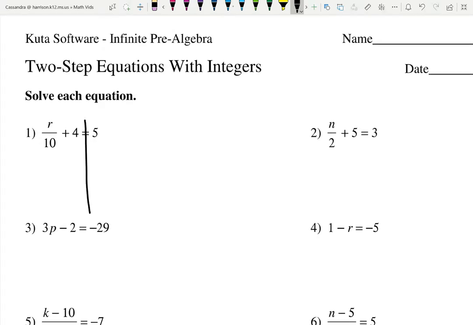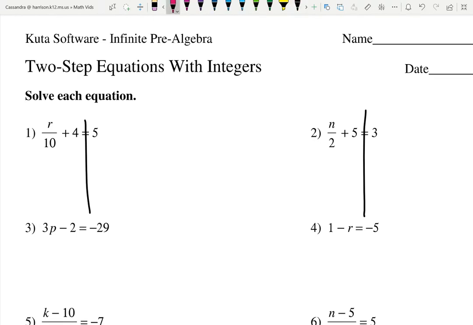Draw a line down the equal sign. Why? No reason other than for you to know where your sides are, right? For there to be sides, that means there has to at some point be a middle, okay? And this line right here, this equal sign, is our middle.